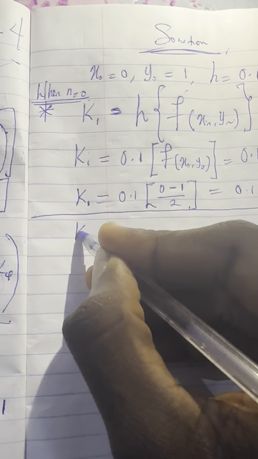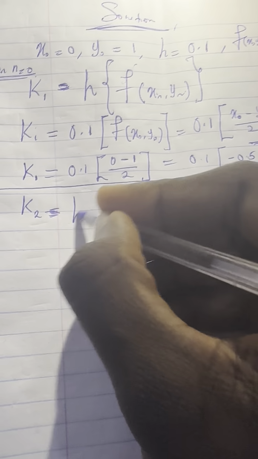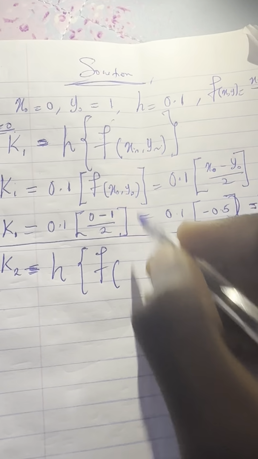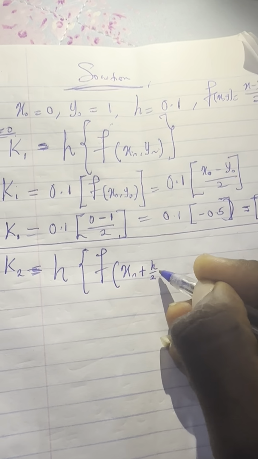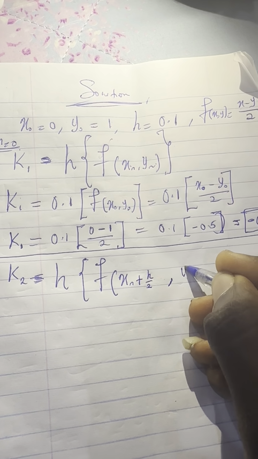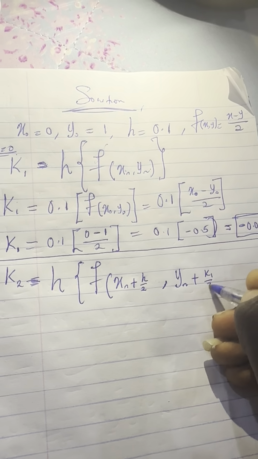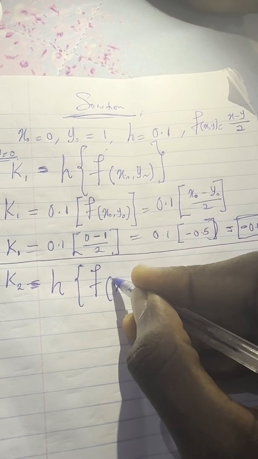So now I've gotten my K1. The next thing is to get K2. So my K2 now is what? Write out the formula first. The formula says h of this function. Now in this case, instead of having just ordinary xn, it will be added with half of the step length, then comma, the same yn plus, instead of having h, the result I have for my K1 will be divided by 2. This was the formula I explained, right?